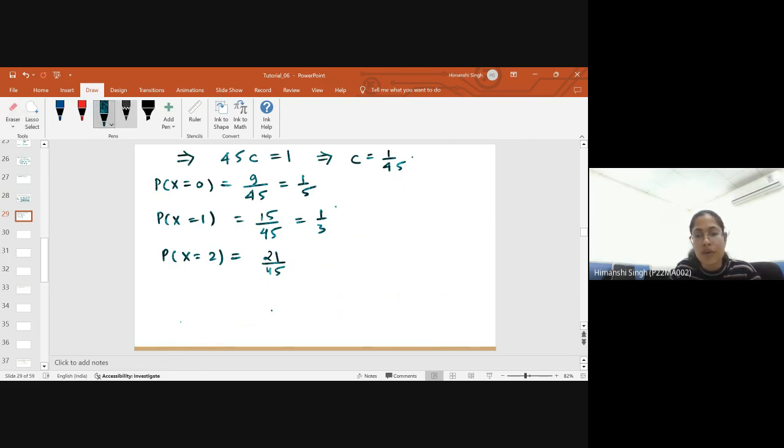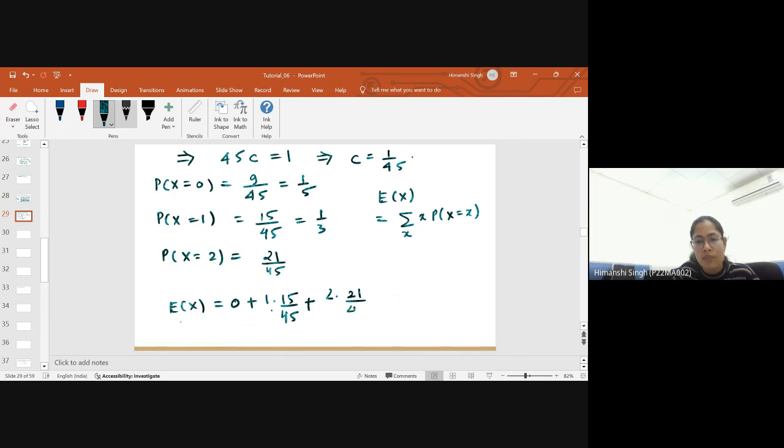So if I want to find the expected value of X, it will be the summation over x of x into probability X equals x. So X is 0, 1, 2. For 0 it will be 0 only. So expected value of X will be 0, plus for 1, 1 into probability X equals 1, that is 15 by 45, plus for 2, 2 into probability X equals 2, that is 21 by 45. So it will be 15 plus 42 by 45, that is 57 by 45.